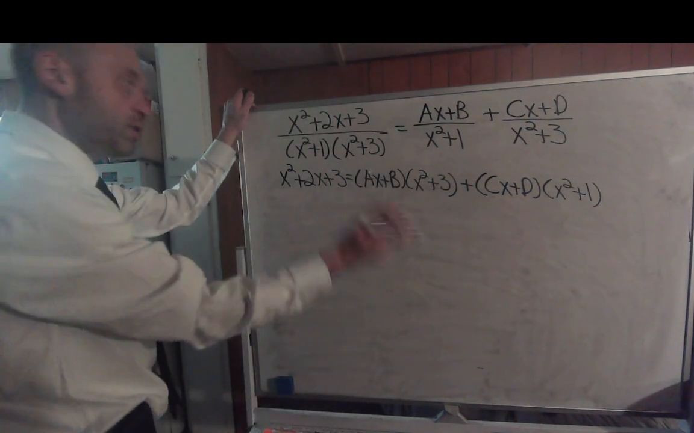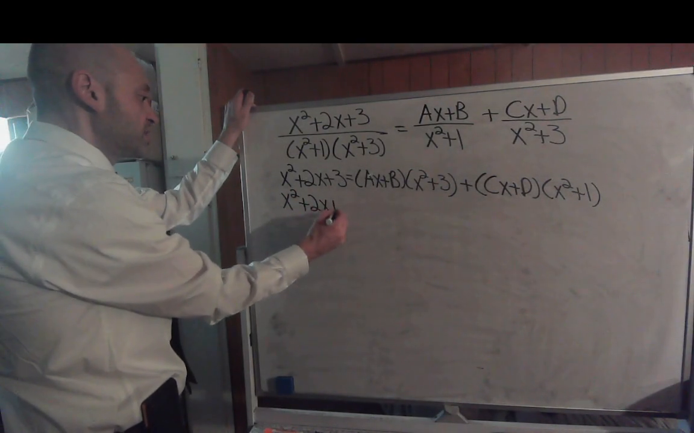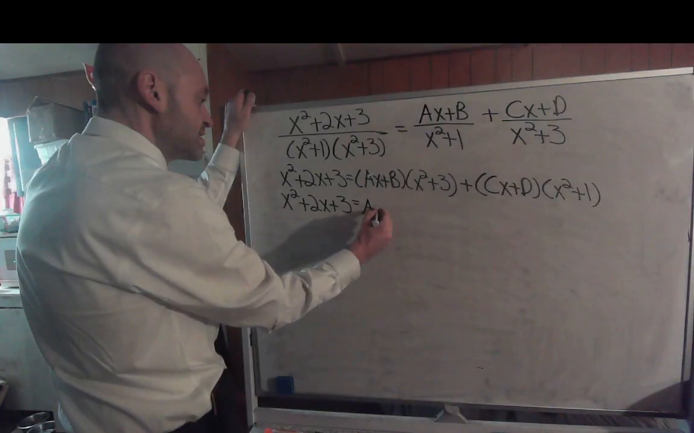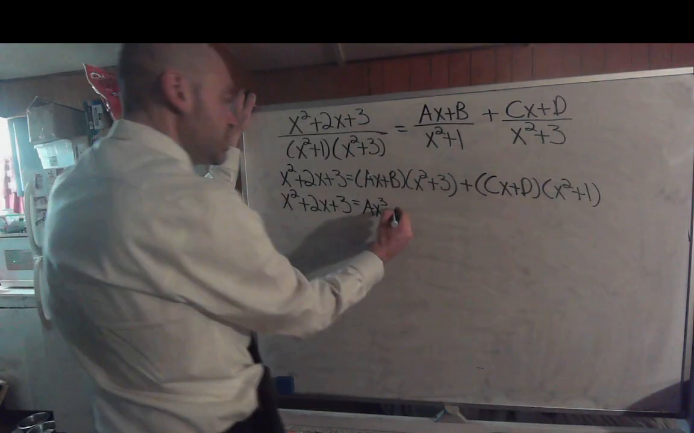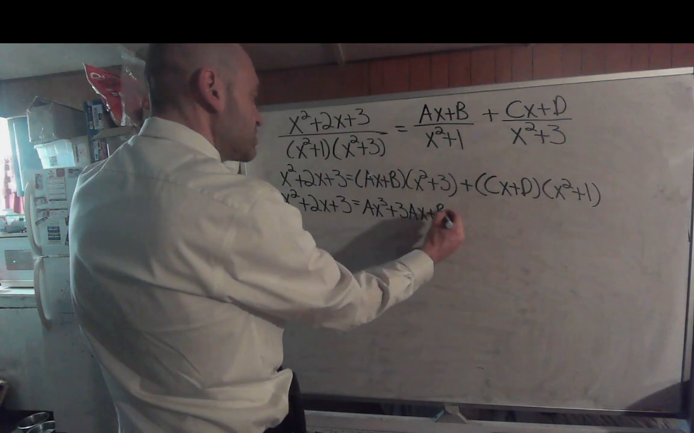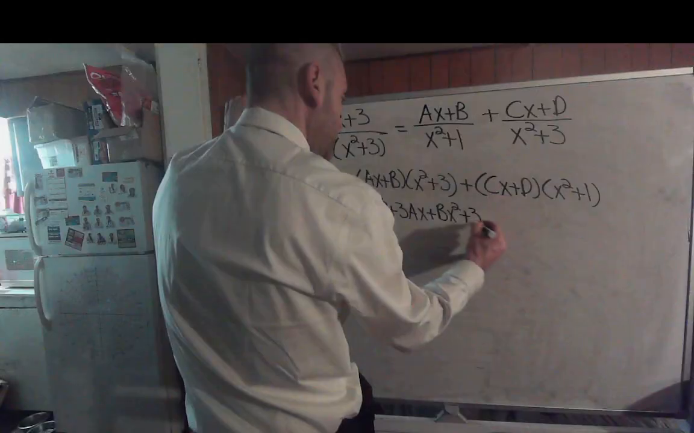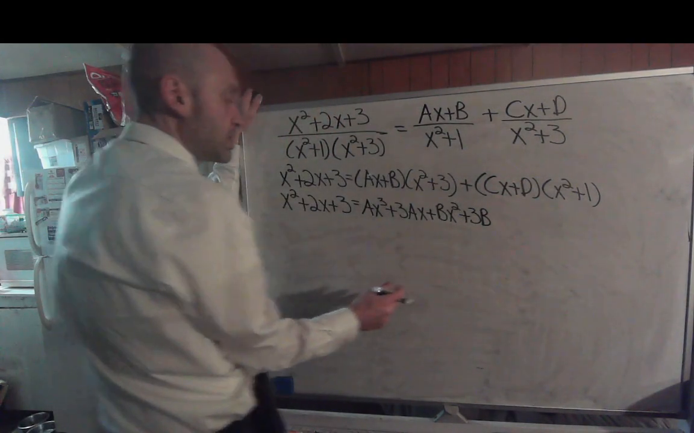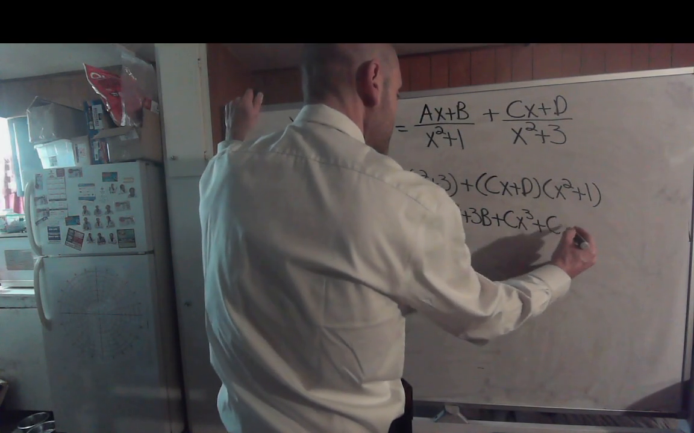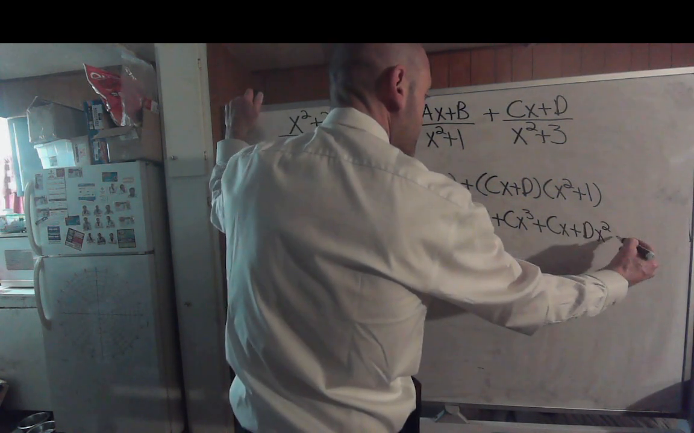So let's go ahead, FOIL everything, and simplify this. This would turn into x squared plus 2x plus 3 is going to end up equaling Ax to the third plus 3Ax plus Bx squared plus 3B plus Cx to the third plus Cx plus Dx squared plus D.